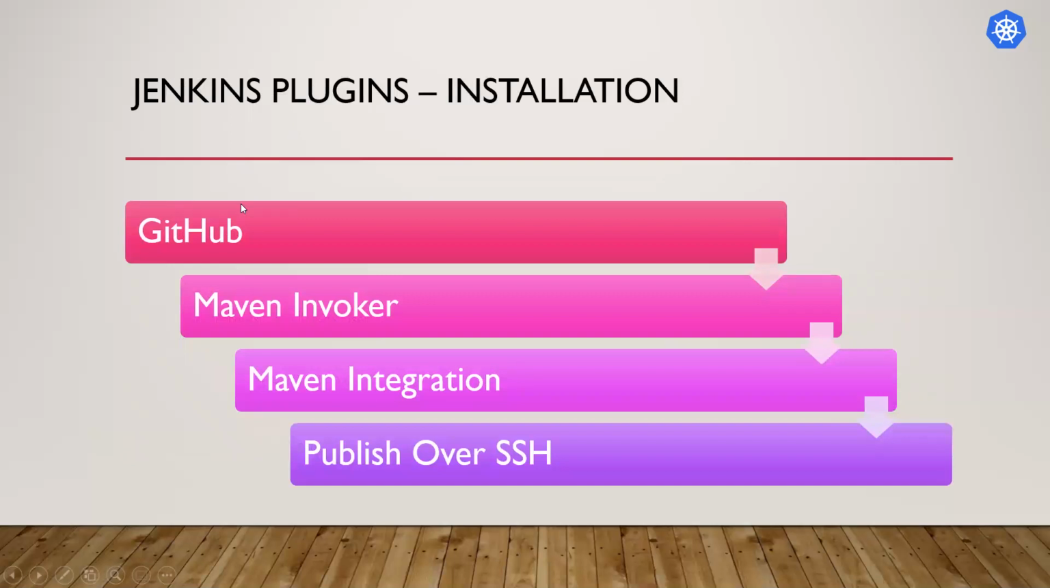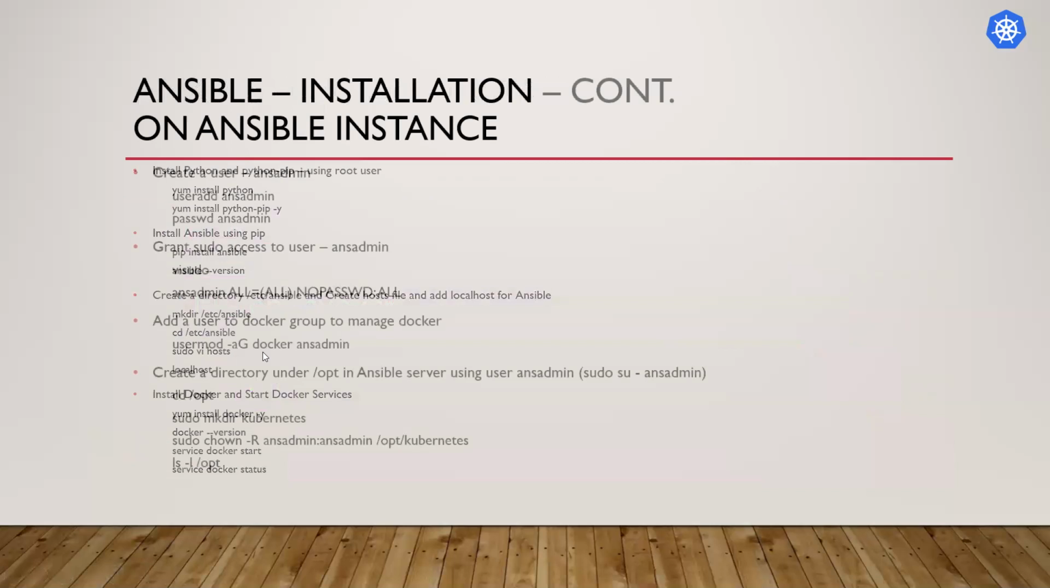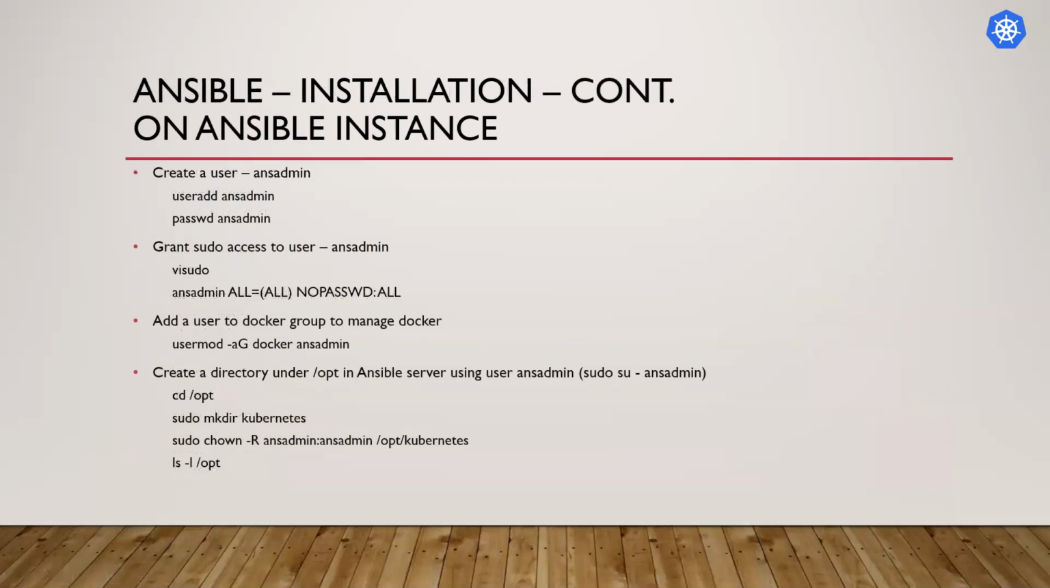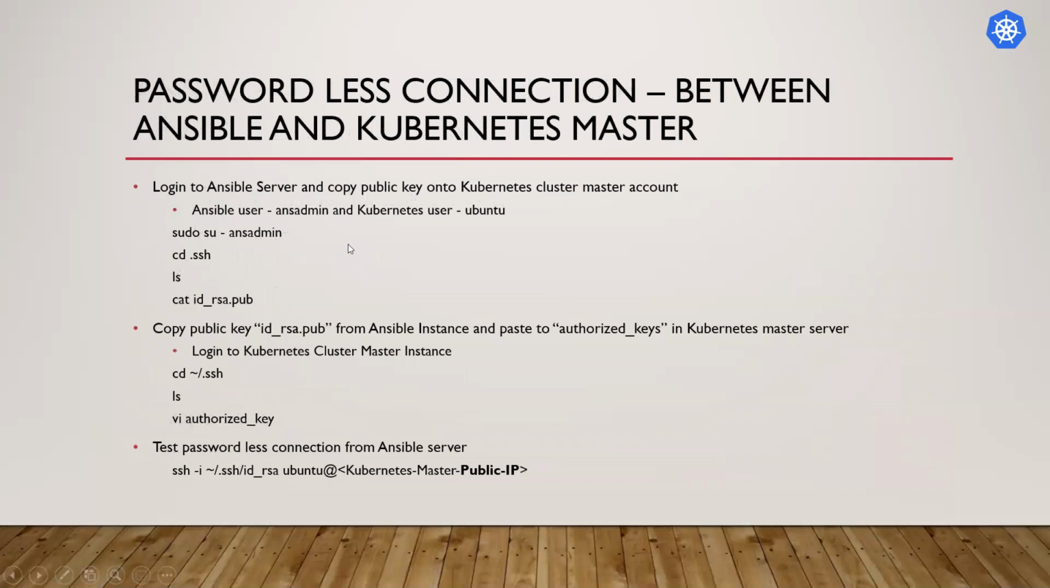And we will use four plugins in Jenkins: GitHub, Maven, Docker integration, and Publish Over SSH. Only these four plugins are required. After that, on the second system, we will install Ansible. This is the Ansible installation. After that, we will create a passwordless connection for Ansible with the localhost, and we will create a passwordless connection between Ansible and the Kubernetes master.